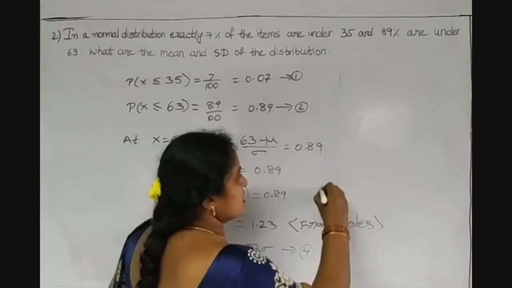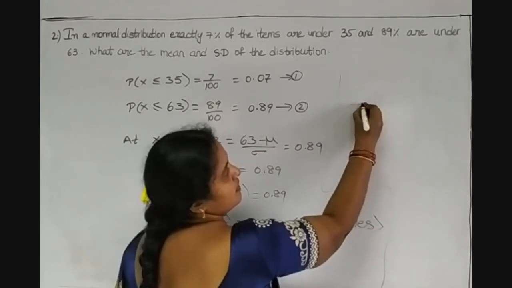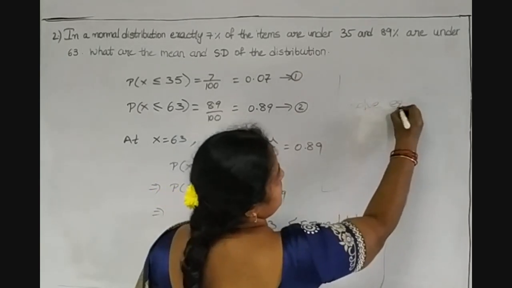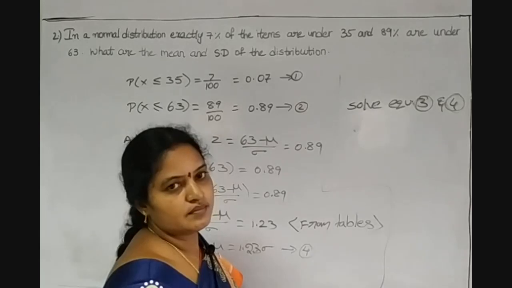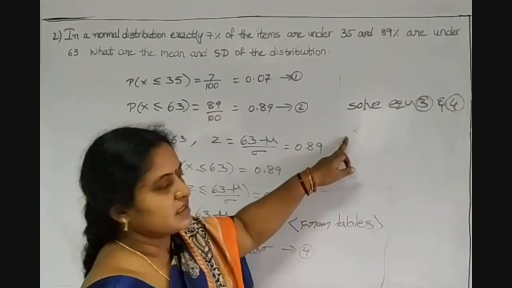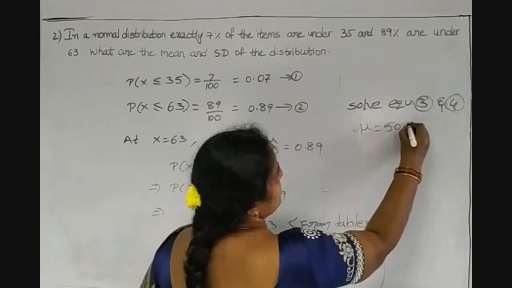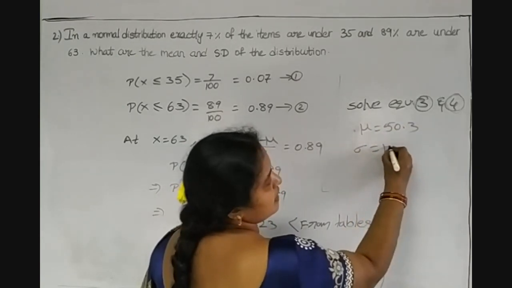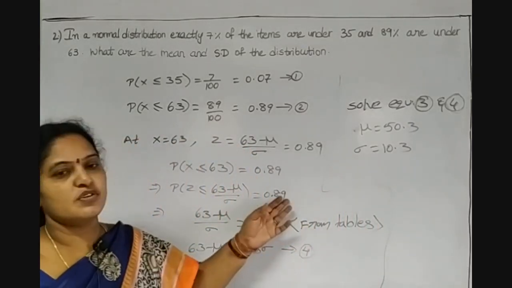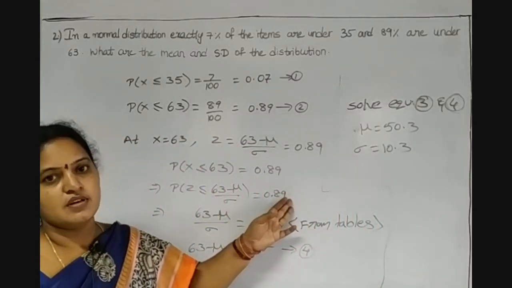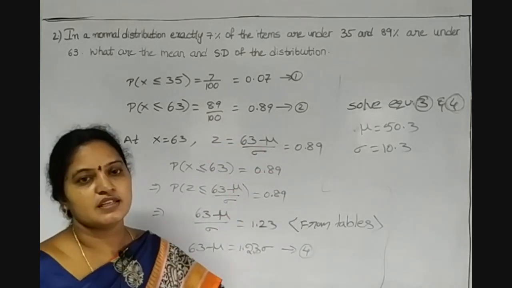On solving equations 3 and 4, we will get mu equal to 50.3 and sigma equal to 10.3. This is an example for the normal distribution to find mu and standard deviation for the given data.